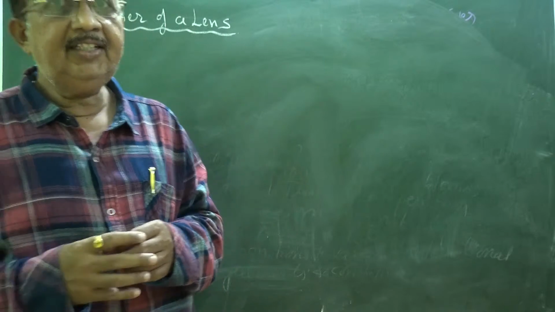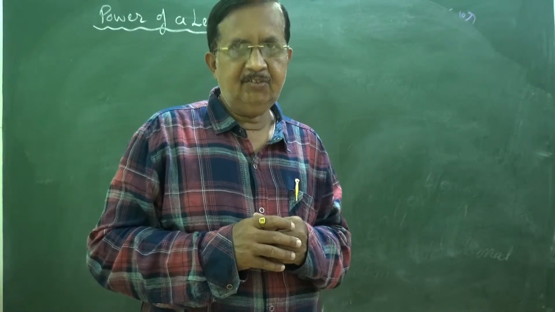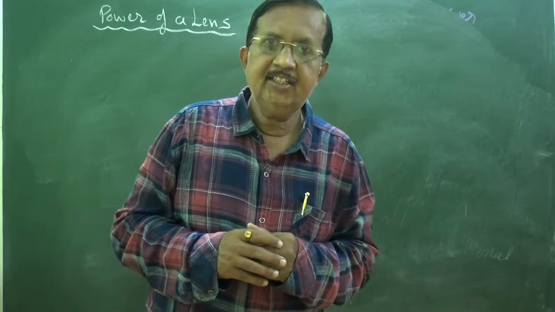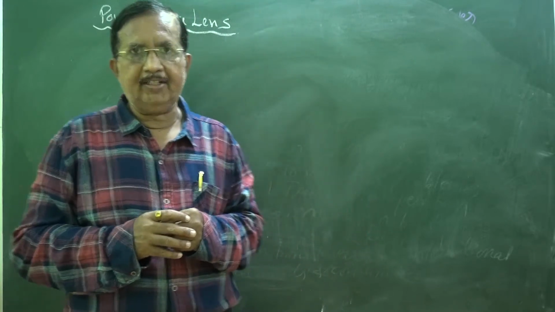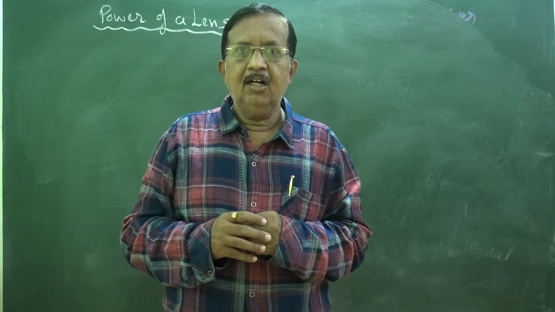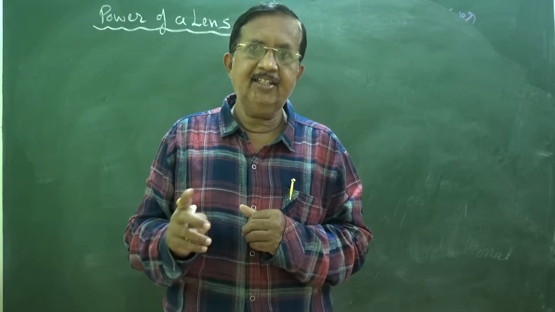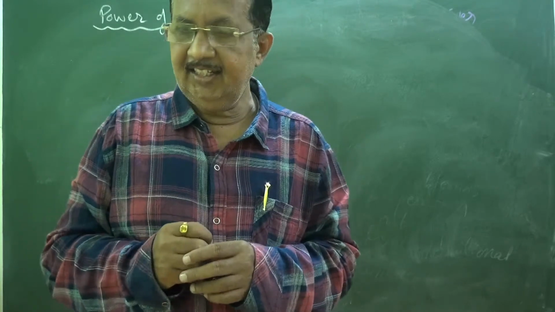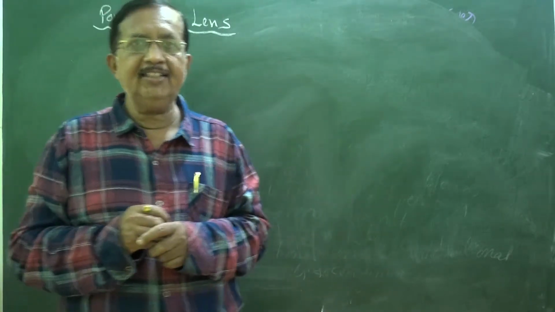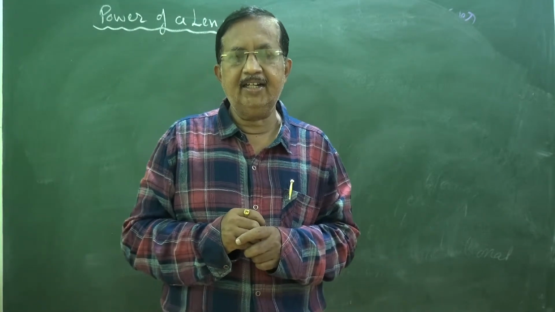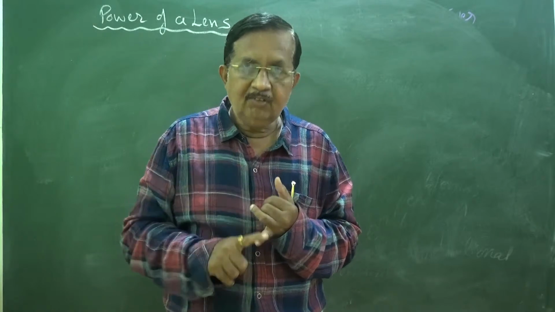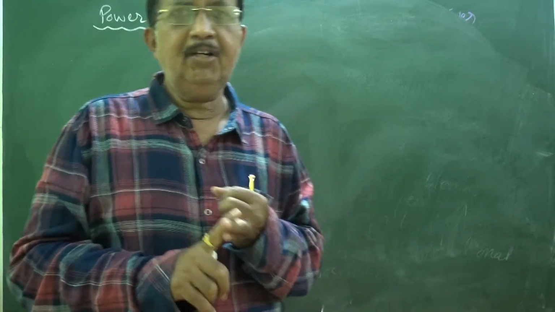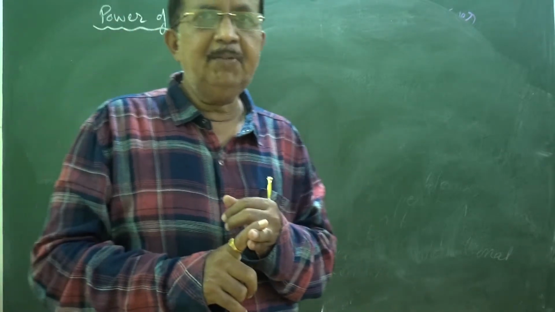One more thing, power is expressed in the unit which is called diopter. One diopter is the power of a lens whose focal length is 1 meter. The power of convex lens is positive, whereas the power of concave lens will be negative.